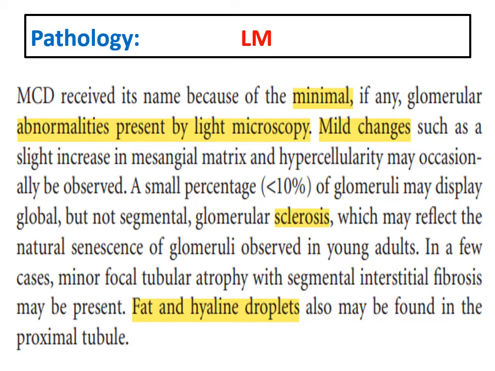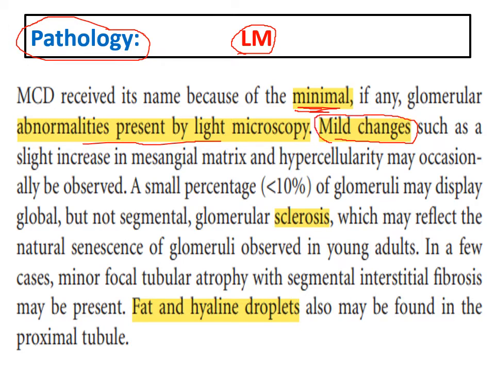طيب الباثولوجي، let's talk about the pathology. First one is light microscopy. It's characterized from its name, it is minimal. There is minimal affection or minimal abnormality present in light microscopy. Light microscopy هيبان normal glomeruli. ده الكاركترستيك بتاعه. But there might be mild changes can be found.